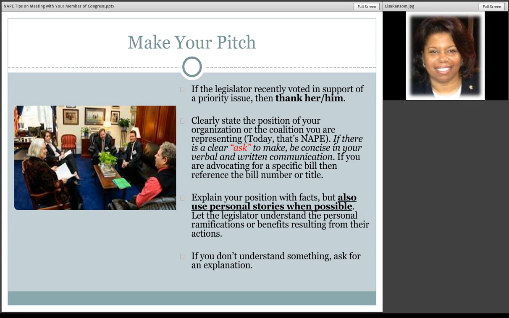If you are advocating for a specific bill, then reference the bill number or title. Explain your position with facts, but also use personal stories when possible. Let the legislator understand the personal ramifications or benefits resulting from their actions. And if you don't understand something, ask for an explanation.